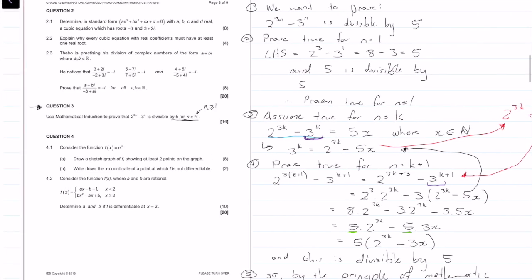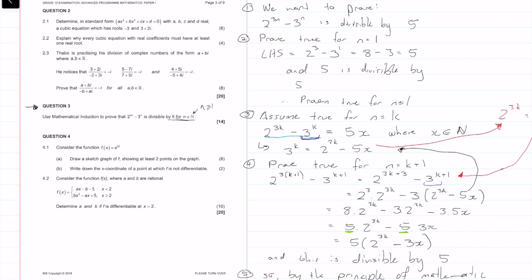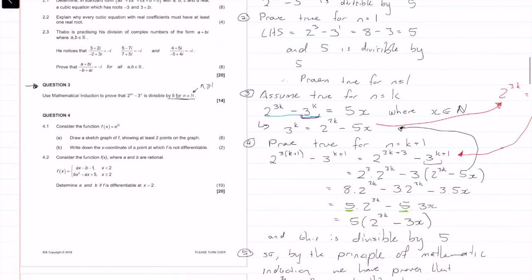So we get 14 marks there, which is probably about 7% of the paper, so not too bad.